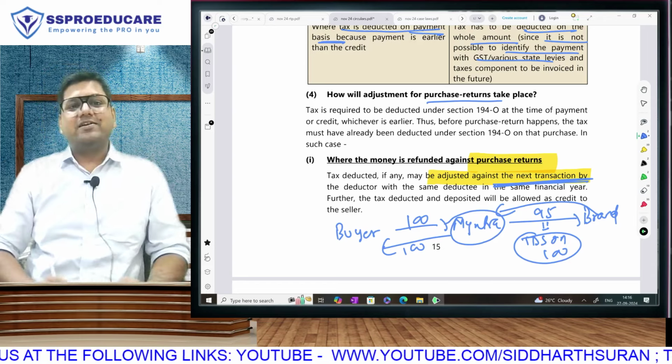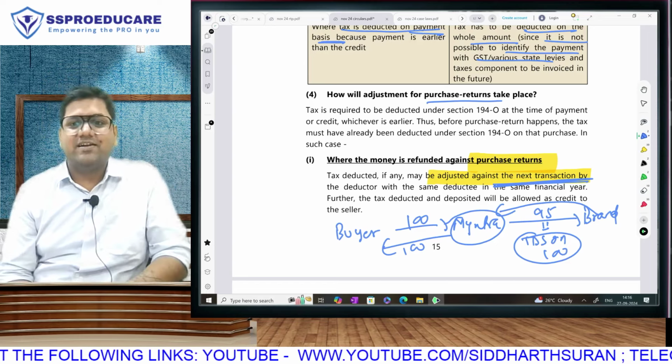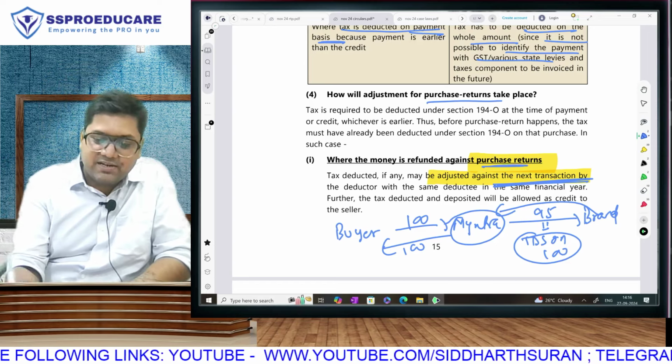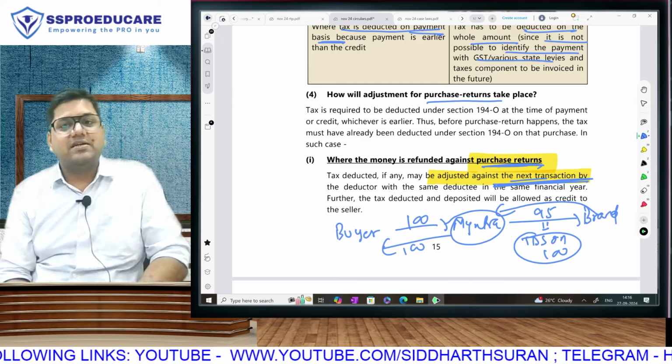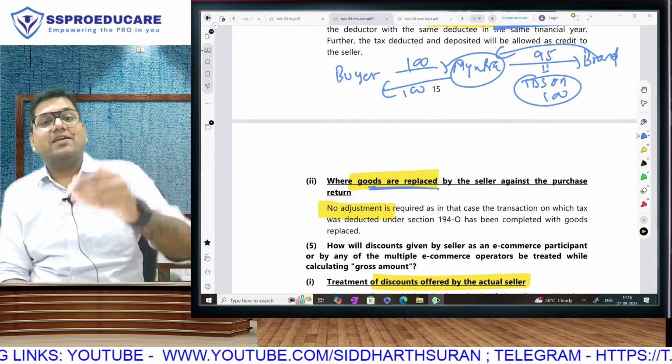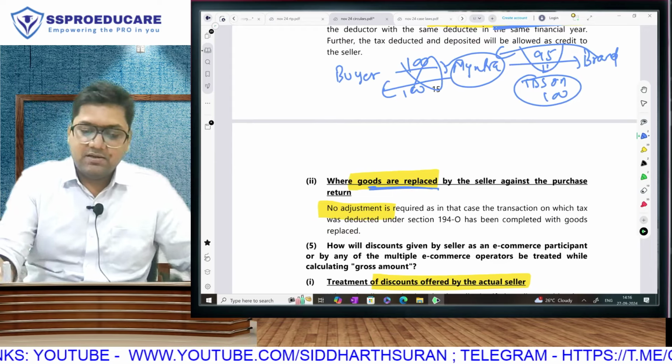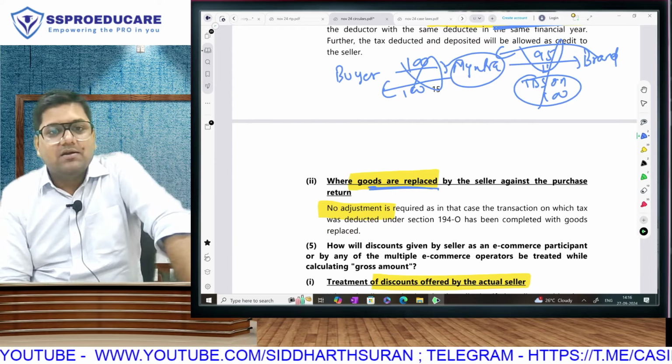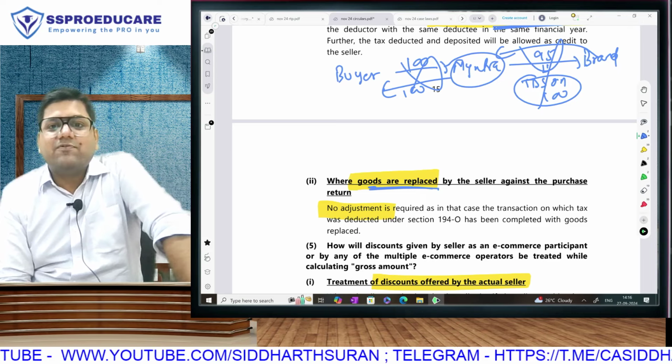This time we will not deduct TDS because we have already deducted TDS on 100 in the past. So if there are purchase returns, then TDS will be adjusted in the next transaction. But sometimes the goods are replaced, so we are not exchanging any money. We are not sending the goods back. No, we are only exchanging it for size.